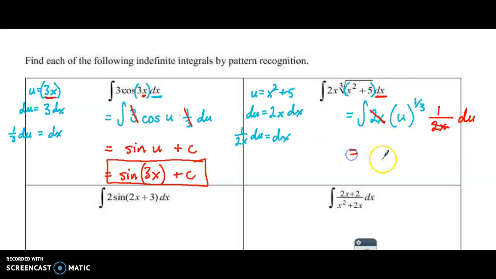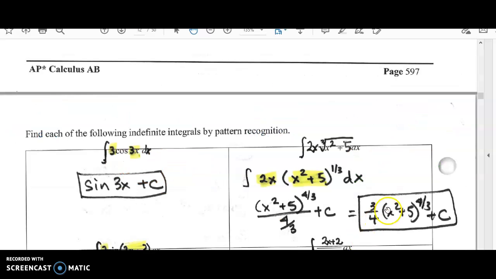Now it's pretty easy because all I have to do is add 1 to my exponent and multiply by the reciprocal of my new exponent. Don't forget about your plus c. But let me change colors one more time. If we started with x, we need to end with x. So 3/4 x squared plus 5 to the 4/3 power plus c. And as I go back to that answer key, it's exactly what he had.